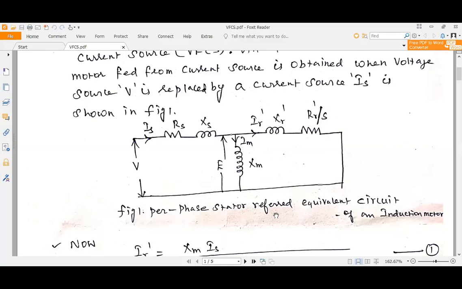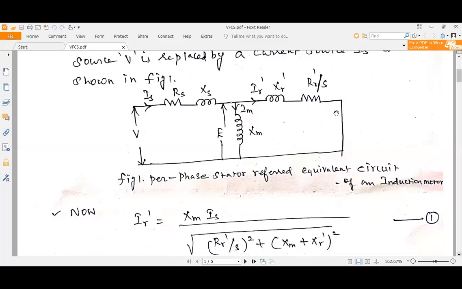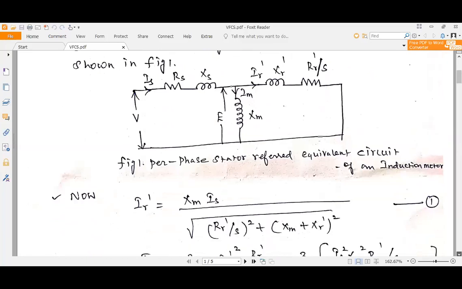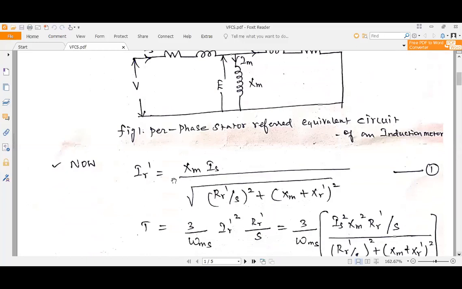This is the per phase stator referred equivalent circuit of an induction motor. These are the stator parameters and these are the rotor parameters referred to the stator side, and the rotor current IR dash is equal to XM into IS divided by the square root of (RR dash divided by S, where S is the slip) the whole square plus (XM plus XR dash) the whole square.